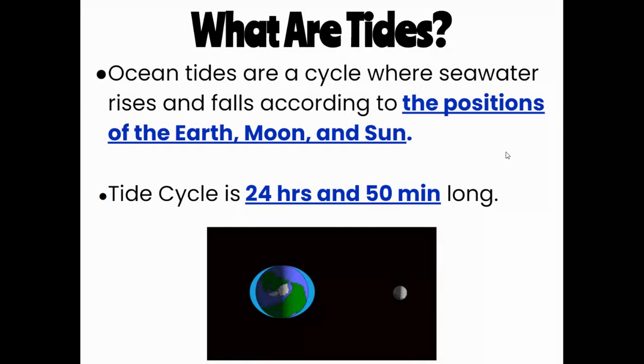So tides are a cycle where seawater rises and falls according to the positions of the Earth, the Moon, and the Sun, which are the three objects we've been talking about for a couple weeks now. A tide cycle lasts 24 hours and 15 minutes, so slightly longer than a day. In other words, as the Earth is spinning, rotating on its axis, there are times when it's closer to and then turning away from the moon. When you're closer to the moon, and by default the opposite position of that, you have high tides. When you're turning away from the moon, you have low tides.